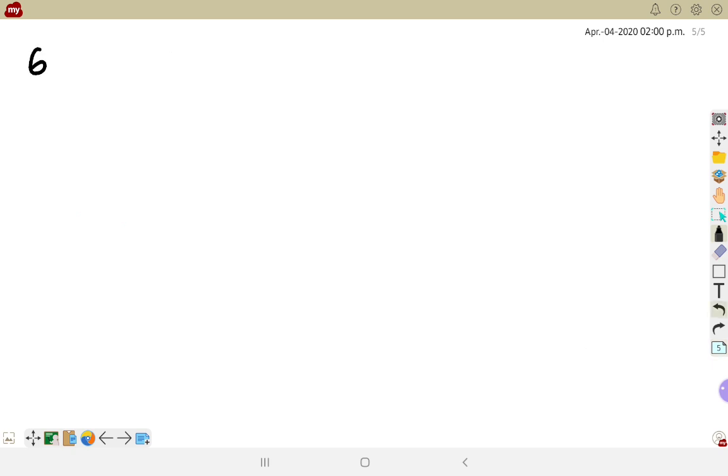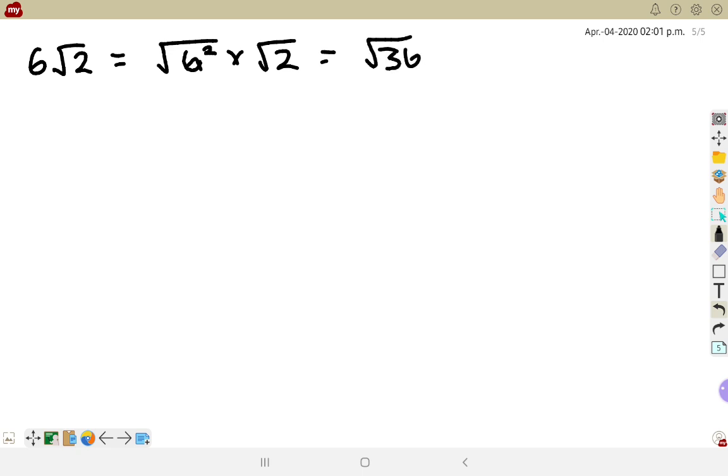Let's say I got 6 times the square root of 2. So if I did this one, if you want to pause it for a second, I'll give you a chance to work on it. So what I would need to do is take the 6 and put it under a square root symbol, but also because it still has to have a value of 6, the square root of 6 does not equal 6, but the square root of 6 squared does. So I'm going to write it as the square root of 6 squared times the square root of 2. That's the same thing as the square root of 36 times the square root of 2, and that's the same as the square root of 72.